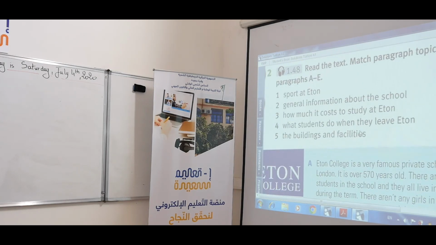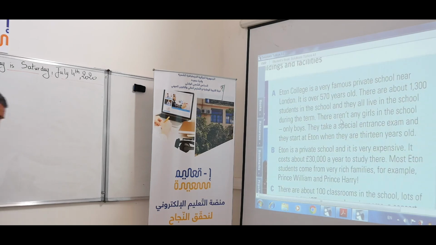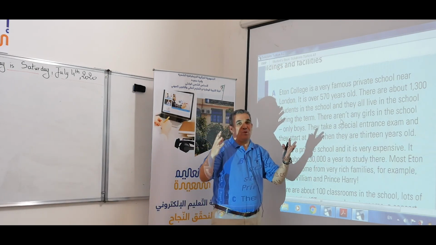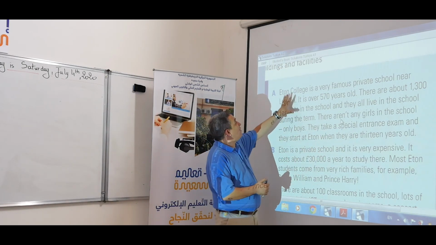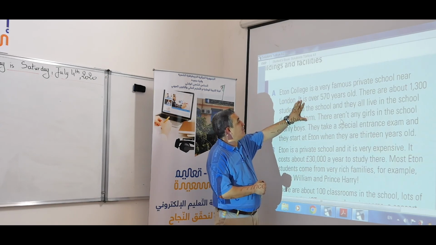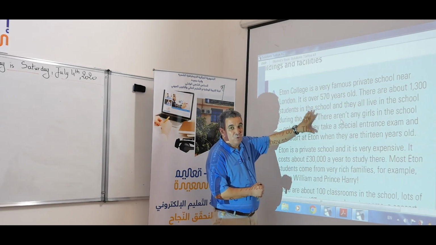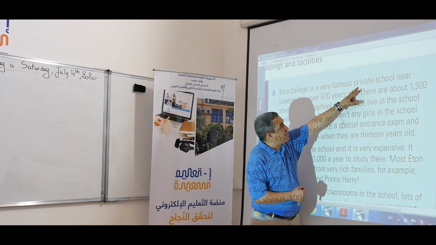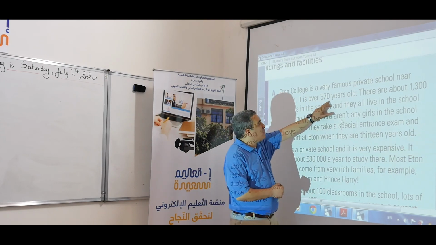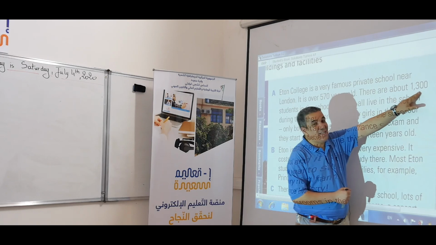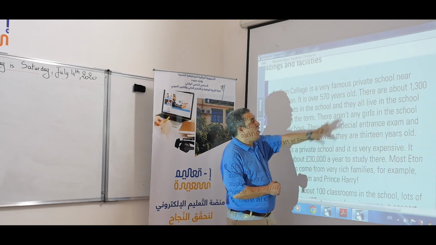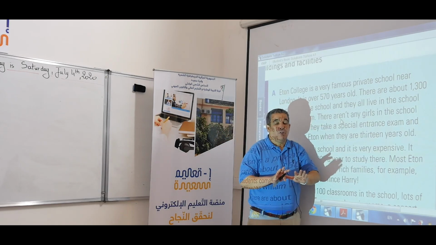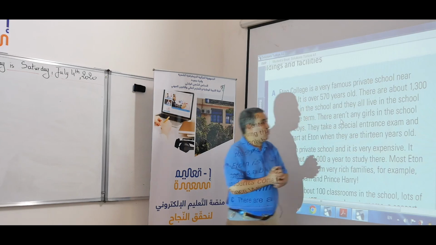General information about the school. So, general information about anything, not just this school, usually goes in the first paragraph, just like the introduction. So, this idea is related to this paragraph. General information. It's a famous private school, and it's 570 years old. There are 1,300 students. All of them live in the school during the term, and there aren't any girls. So it's only a boys' school. Next.